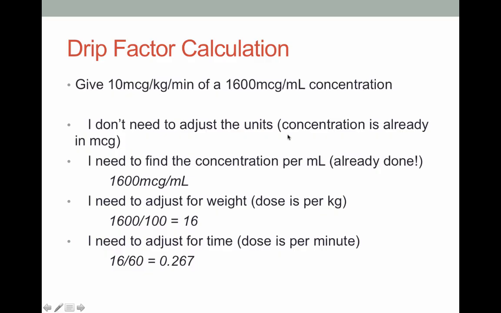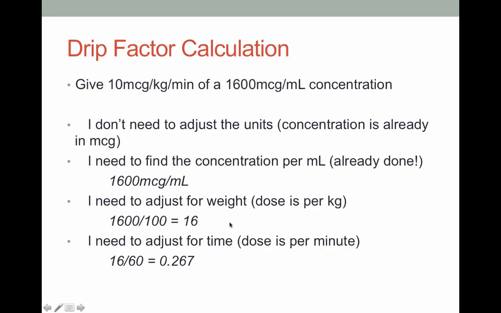So first off, I don't need to adjust my units. We're good. My dose is in micrograms. My concentration is in micrograms. We don't need to do anything there. To find the concentration per ml, this is already done for us. This is 1600 concentration, so that's 1600 mics per ml. We're good there. So now I just need to adjust for weight and adjust for time.